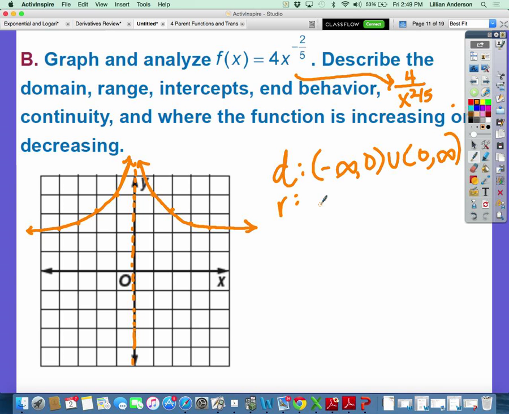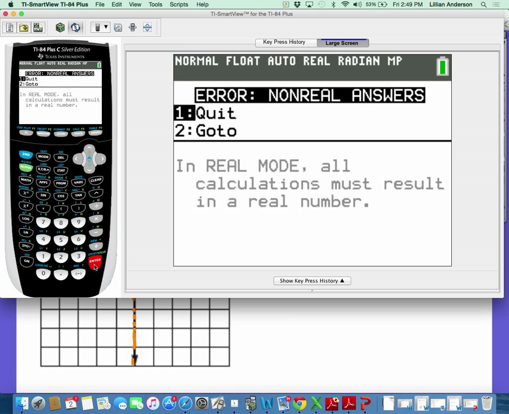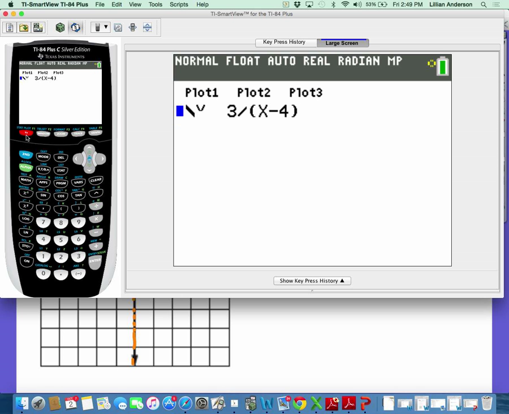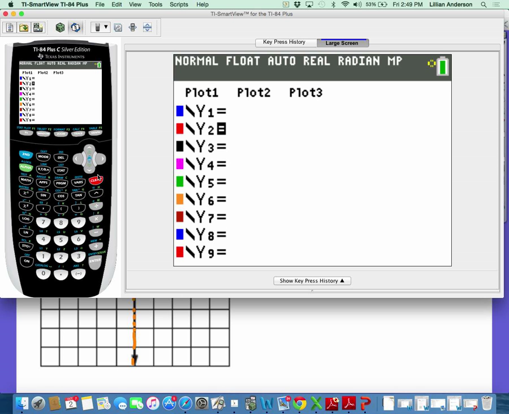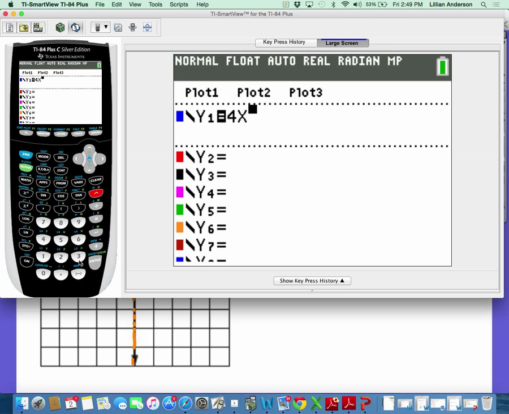What's my range? What is happening? The bigger x gets, what is happening? Is it really going to level out? No. It was 2/5 or 5/5? If it's 2/5 like that?